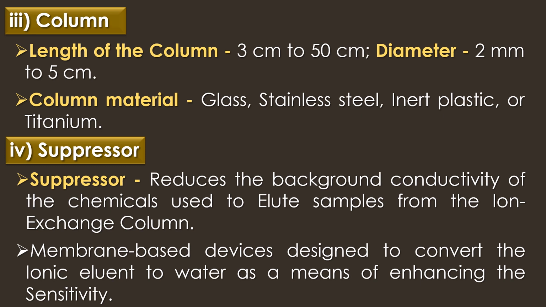The fourth part of ion exchange chromatography is suppressor. The suppressor reduces the background conductivity of the chemicals used to elute samples from the ion exchange column, which improves the conductivity measurement of the ions being tested. Suppressors are membrane-based devices which are designed to convert the ionic eluent to water as a means of enhancing the sensitivity.